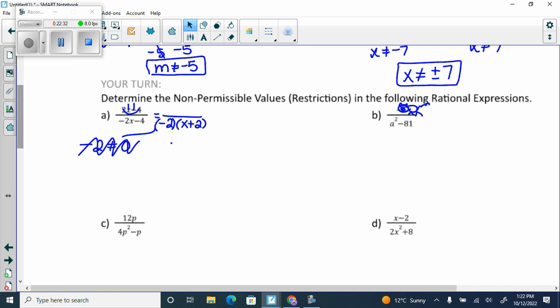Then I go x plus 2 can't equal 0. Subtract my 2 over. And x can't equal -2. That's it.